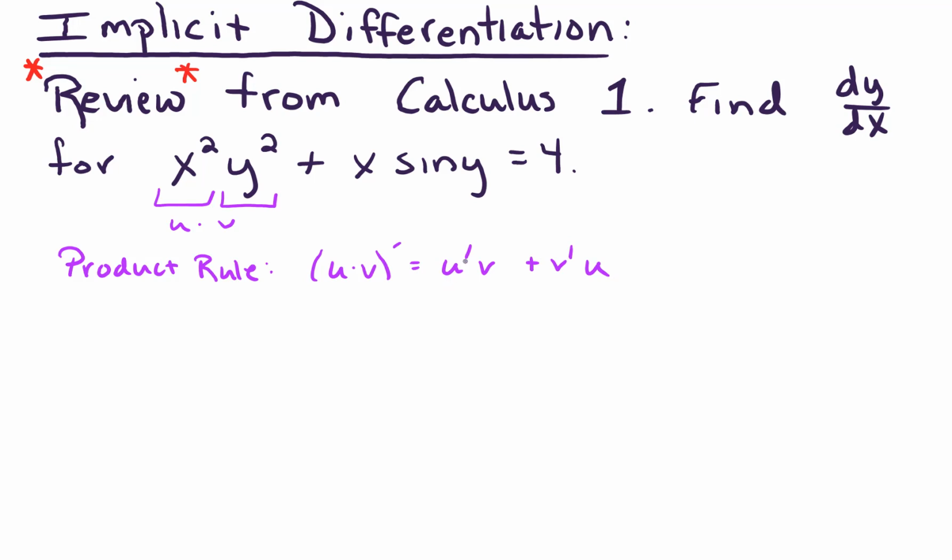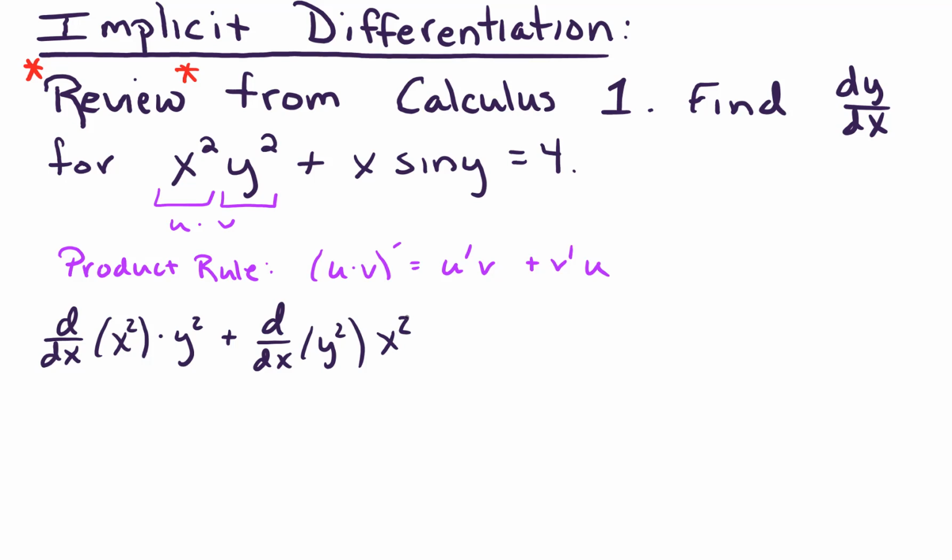Okay, so I'm going to go through and do the derivative with respect to x to all terms. In the first term, I've got the derivative with respect to x of x squared times a regular y squared plus the derivative with respect to x of y squared times a regular x squared. And again, that's my product rule. There's the u prime v plus the v prime u.